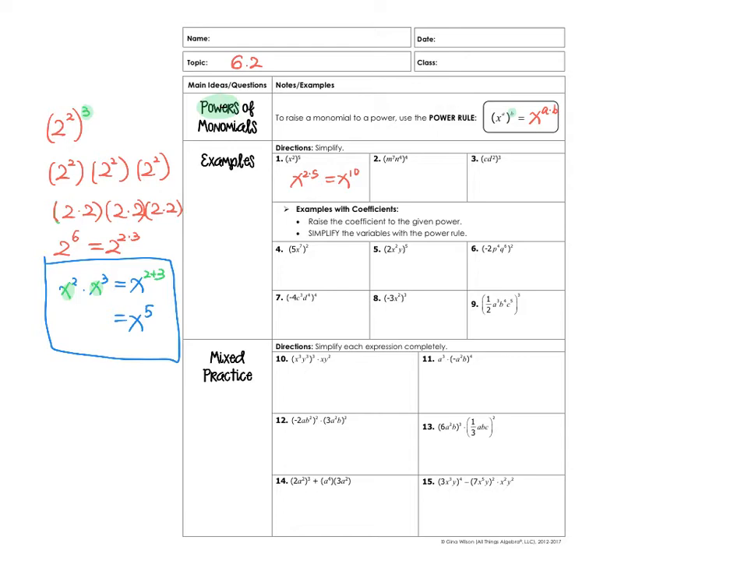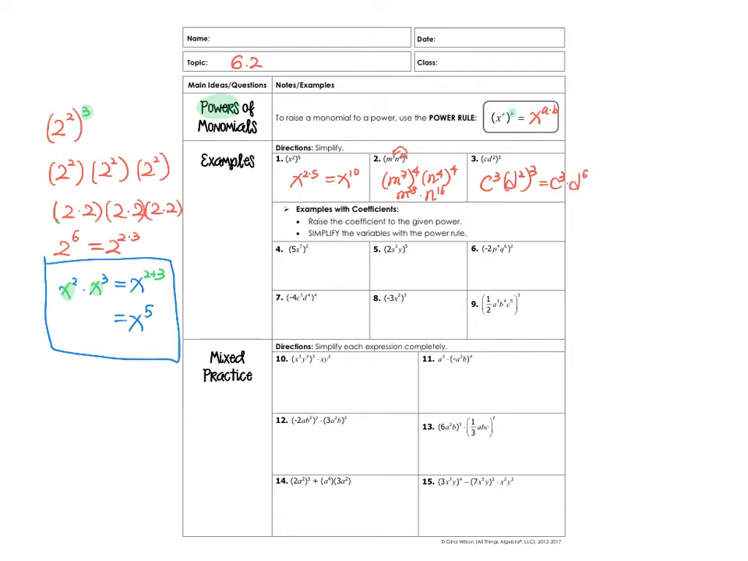And if you have multiple variables, be very careful. What you do there is you rewrite them. You distribute that 4 to both variables. And now you should have m raised to the 28th times n raised to the 16th. Okay? c d squared raised to the cube, and that cube needs to be distributed to both. And your final answer is c cubed times d to the 6.